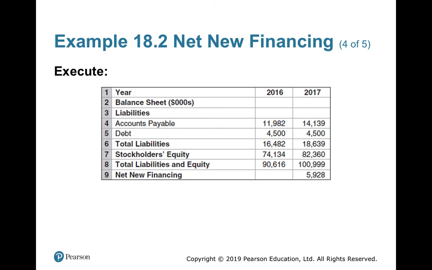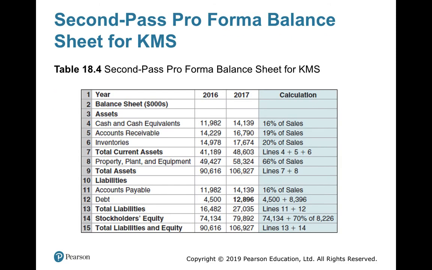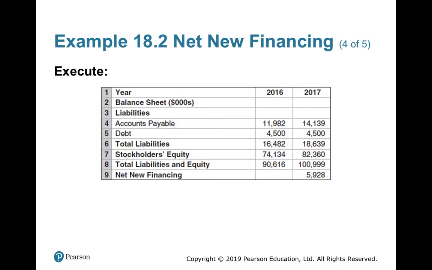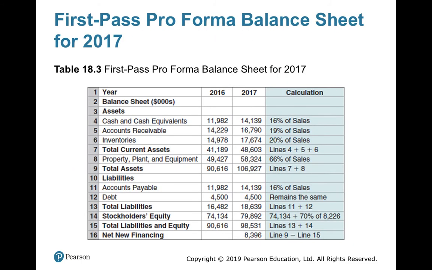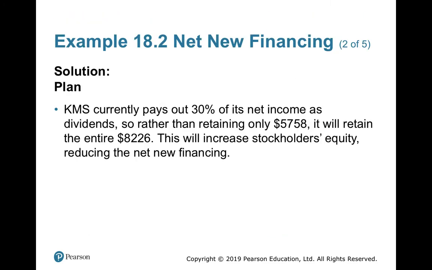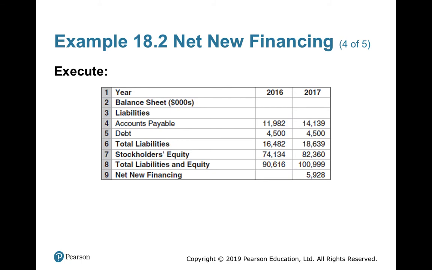And how much are the total assets? You remember total liability and equity is 100,999. What is the total asset side? The total asset side is 106,927. 106,927 is equal to this plus 5,928 which will be borrowed. You see here, 5,928 will be borrowed. This is the way the assets and liabilities are being matched.